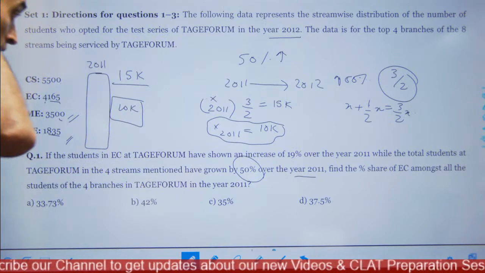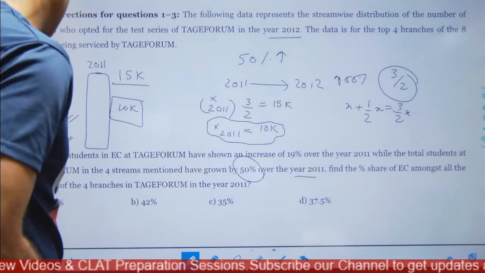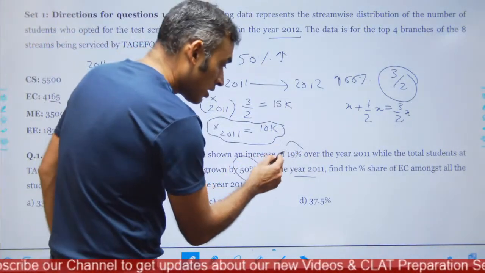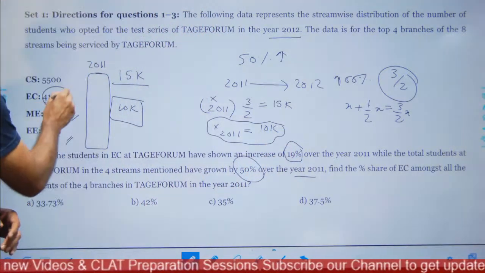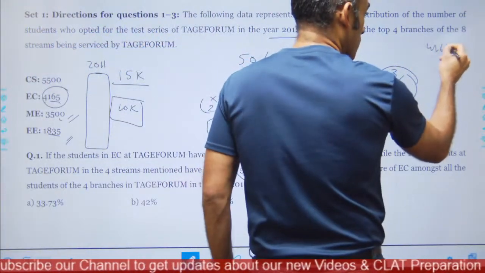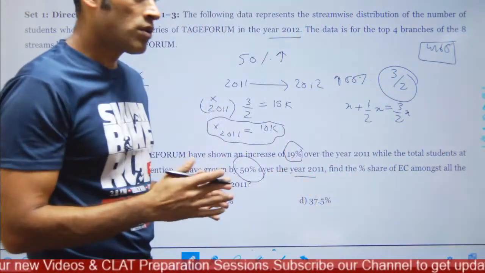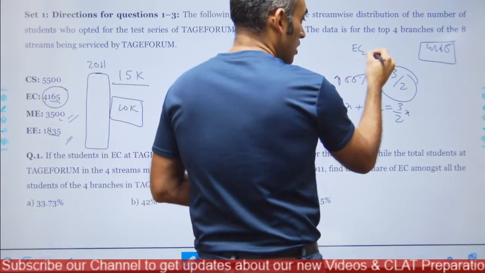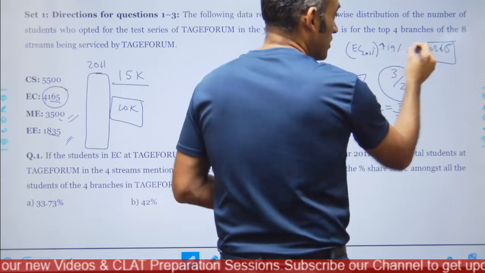The second part is to find the share of EC amongst all the students of 4 branches in the year 2011. Now, one very important thing here is that the growth is given as 19%. So EC here is 4165. Okay, so basically, there is some value of EC in 2011. This grew by 19% and it became 4165.